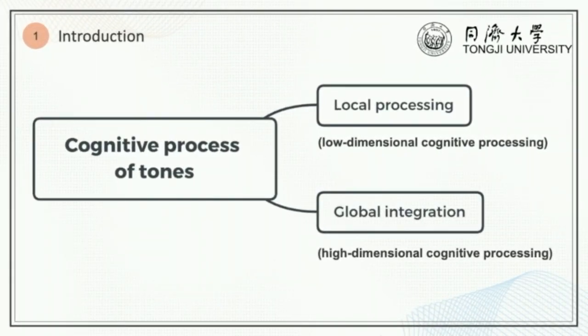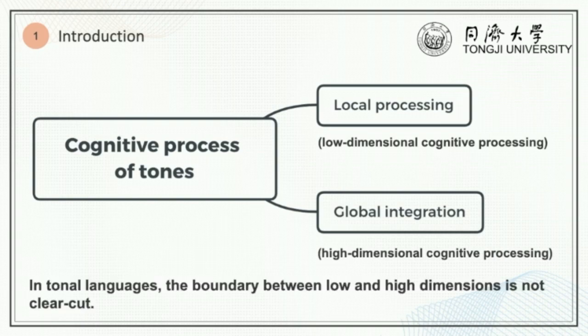There are 2 phases in the cognitive process of tones, namely local processing and global integration. In local processing, speakers identify tones from acoustic cues, such as pitch primarily. Then, speakers combine acoustic features with linguistic meaning in the global integration phase. In tonal languages, the boundary between linguistic and non-linguistic dimensions is not that clear-cut.